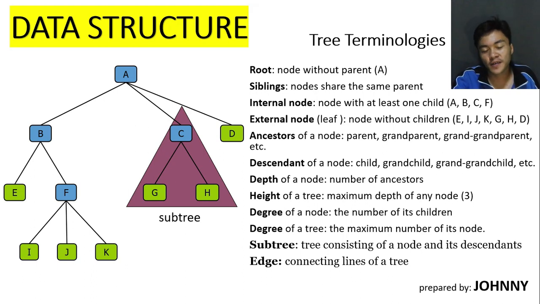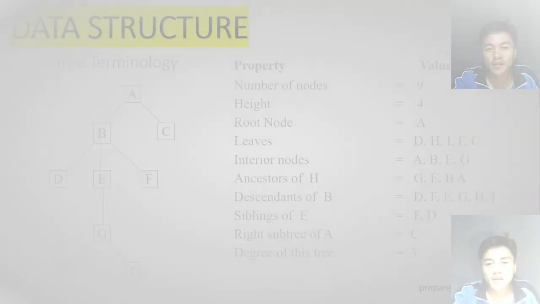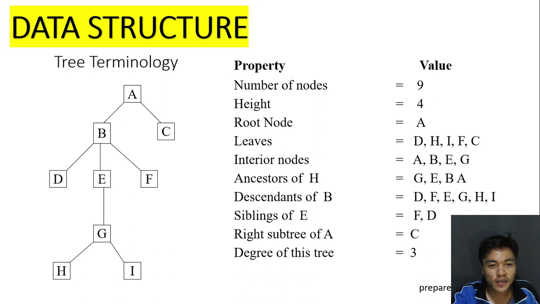Okay, to clarify that explanation, here's another example. The number of nodes in this tree is, let's start counting from A, B, C, D, E, F, G, H, and I. So overall, we have 9. And the height of this tree is 1, 2, 3, 4. Yes, correct. And the root node is A, and the leaves are D, H, I, F, and C.